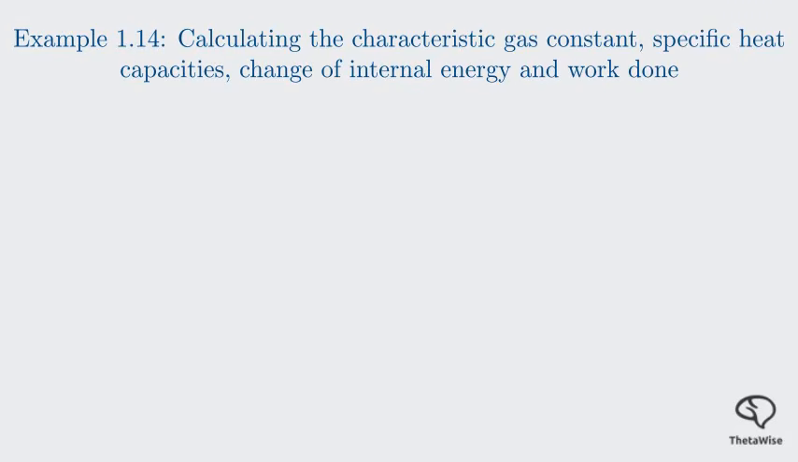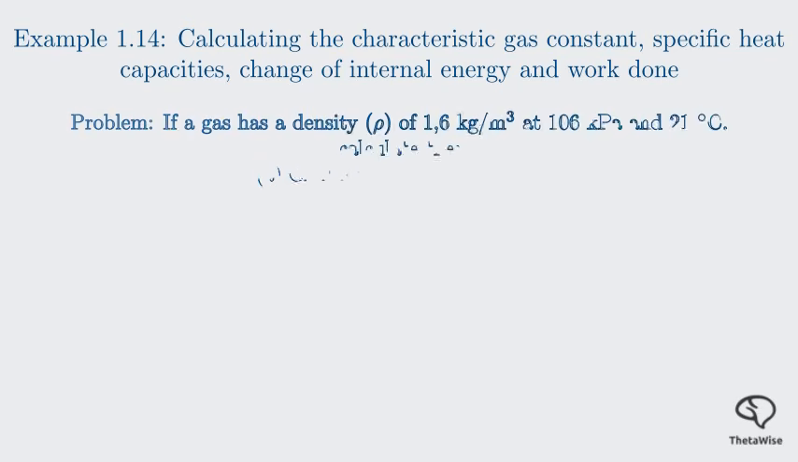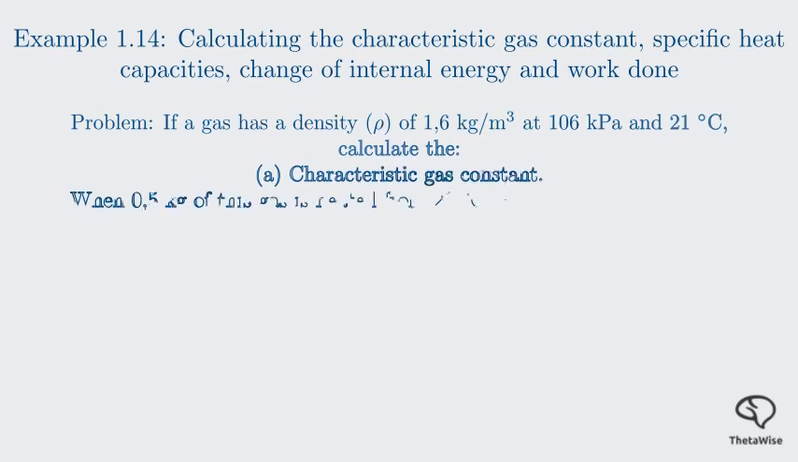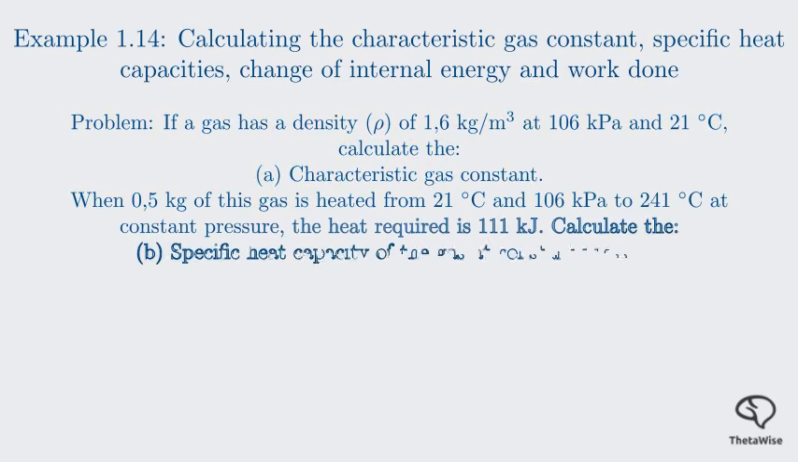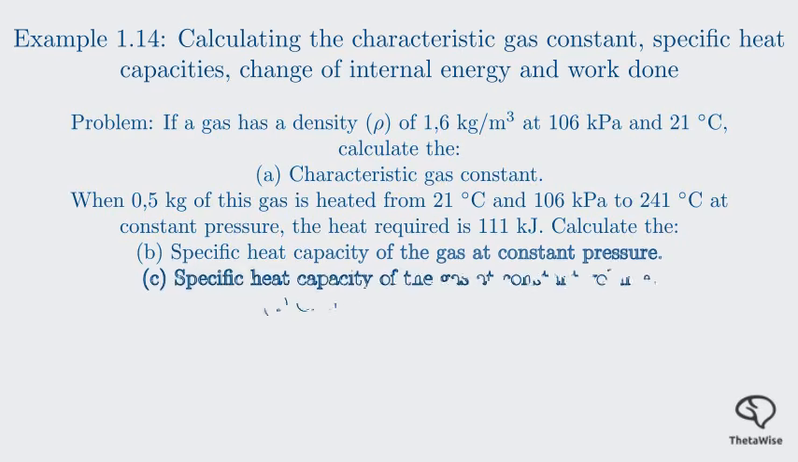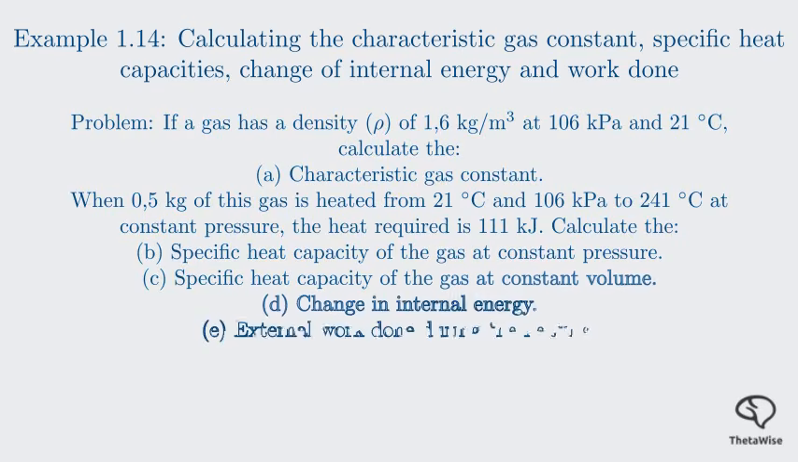necessary concepts. This problem asks us to find the characteristic gas constant, specific heat capacities, change in internal energy, and external work done for a given heating process. The problem is split into 2 parts. First, we determine the gas constant R from its initial density, pressure, and temperature. Second, we consider a heating process at constant pressure and calculate Cp, Cv, the change in internal energy, and the work done.